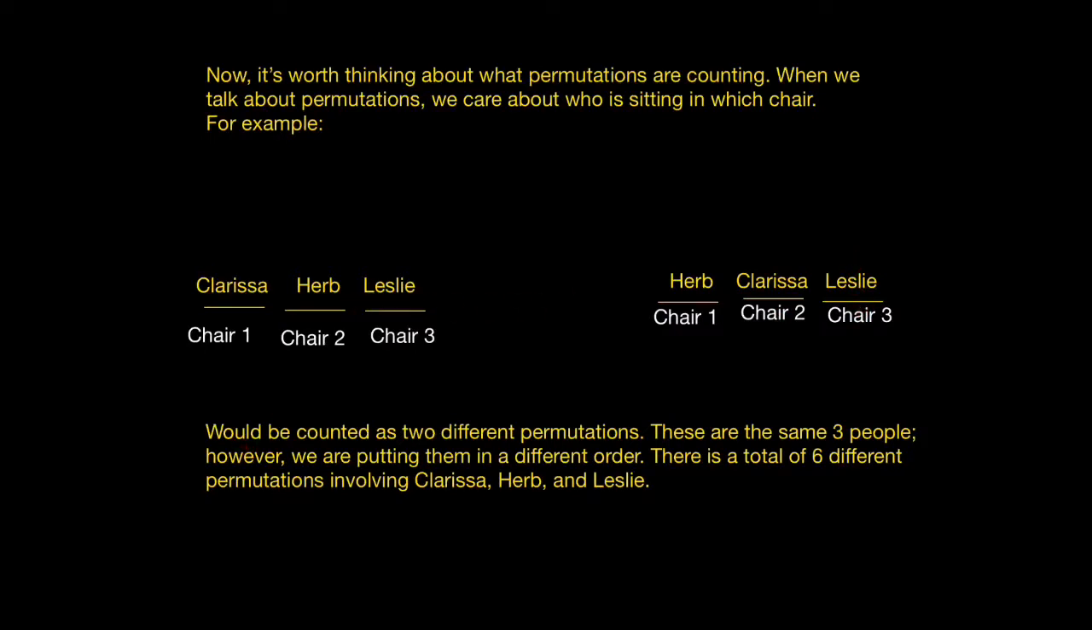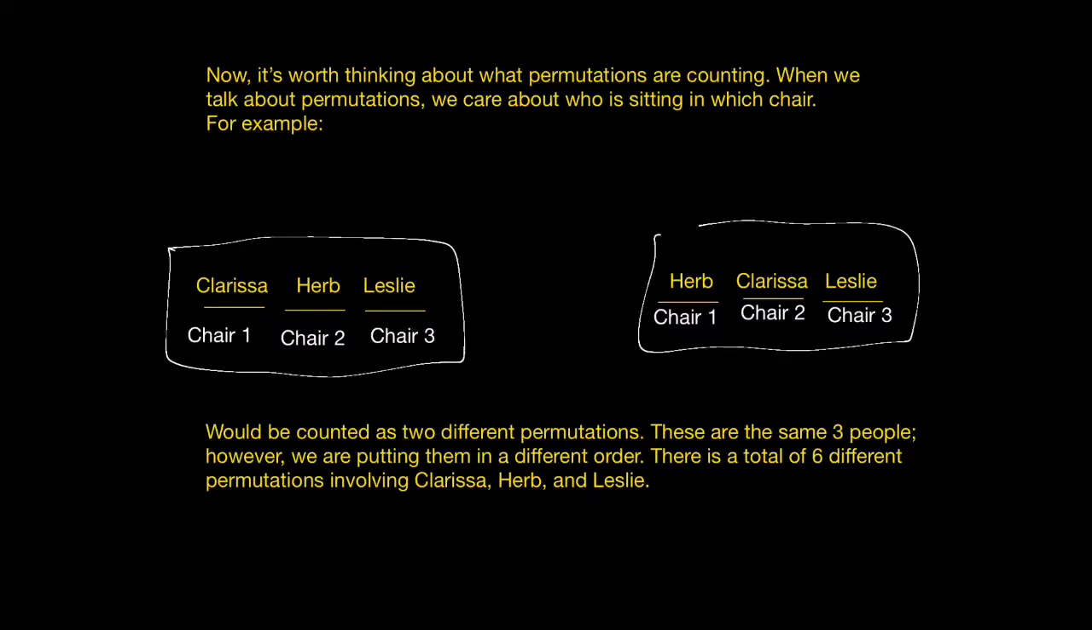These two distinct combinations would be counted as two different permutations. These are the same three people, however, we are putting them in a different order. Okay, here the order matters. So there is a total of 6 different permutations involving Clarissa, Herb, and Leslie. Basically, there's 6 different ways in which we can rearrange these 3 people in 3 chairs.